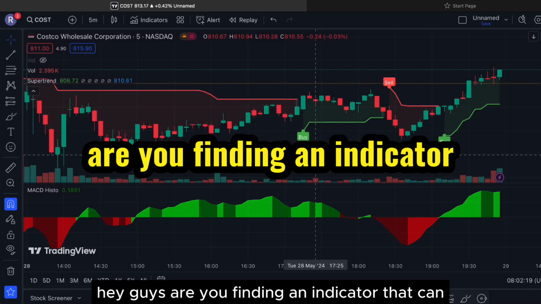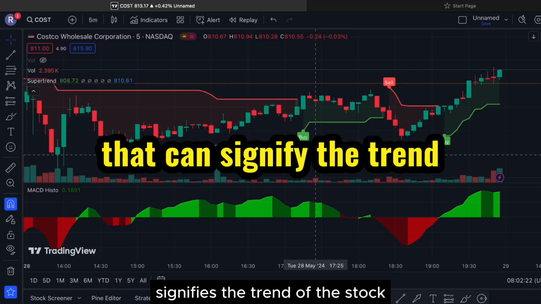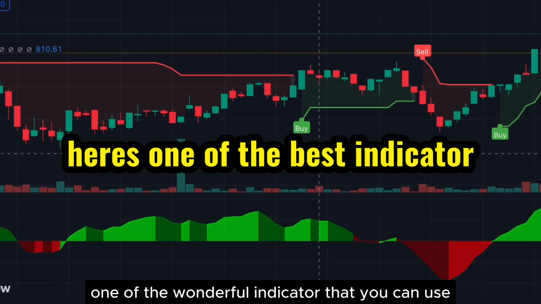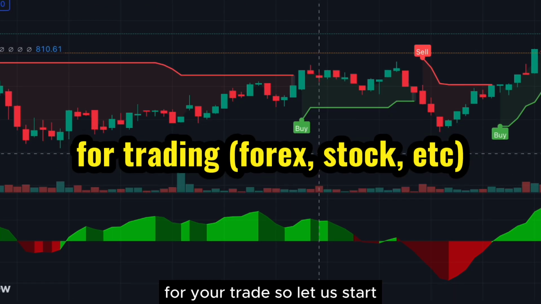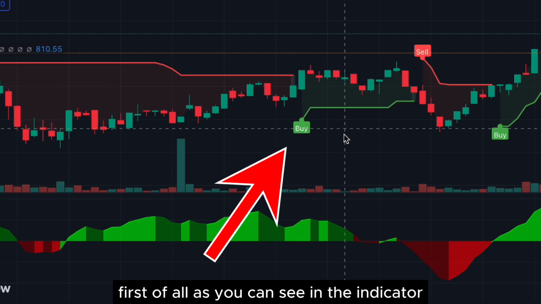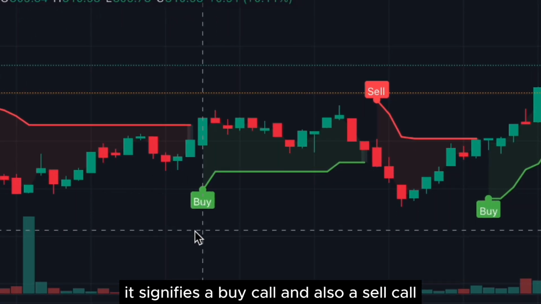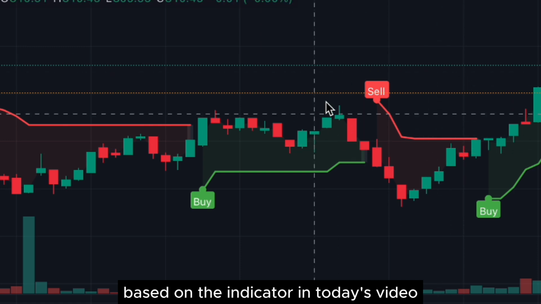Hey guys, are you finding an indicator that can signify the trend of the stock? Here's one of the wonderful indicators that you can use for your trade. So let us start. First of all, as you can see in the indicator, it signifies a buy call and also a sell call based on the indicator.